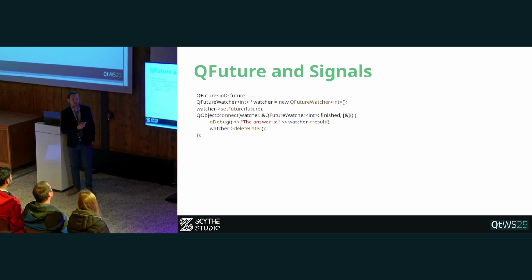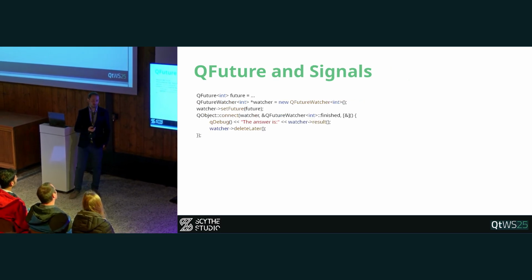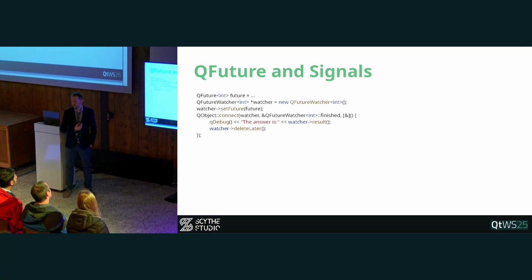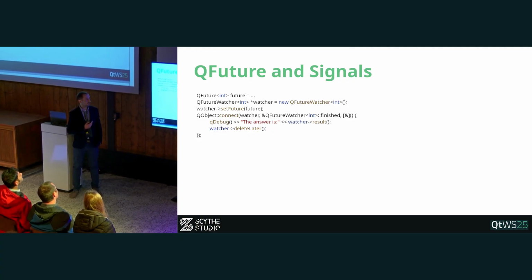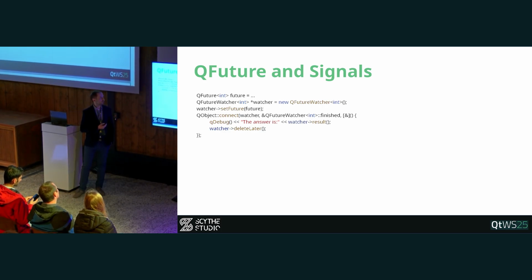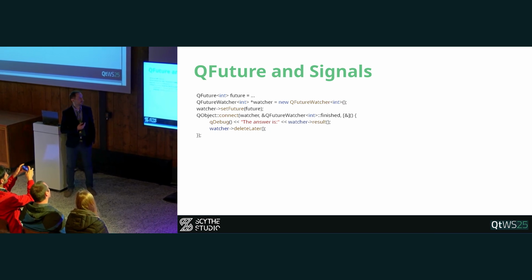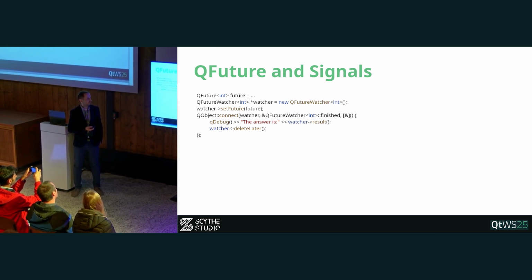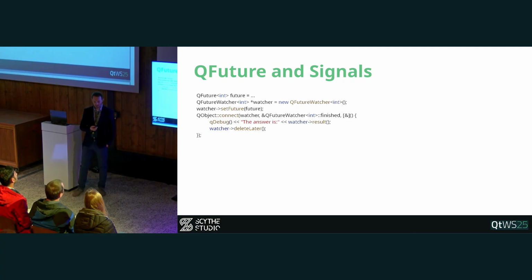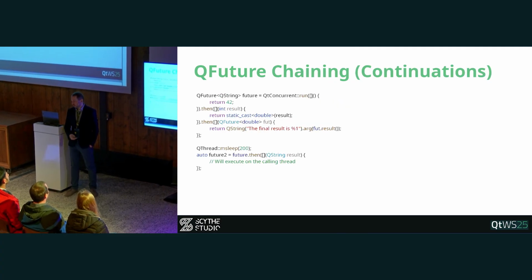A much better way to query QFuture for results is to use, for example, signals and slots. So we have the QFutureWatcher class, which you pass a future to, and then it emits the finished signal when your future is finished. So in the slot connected to this signal, you can access the result of this asynchronous operation.